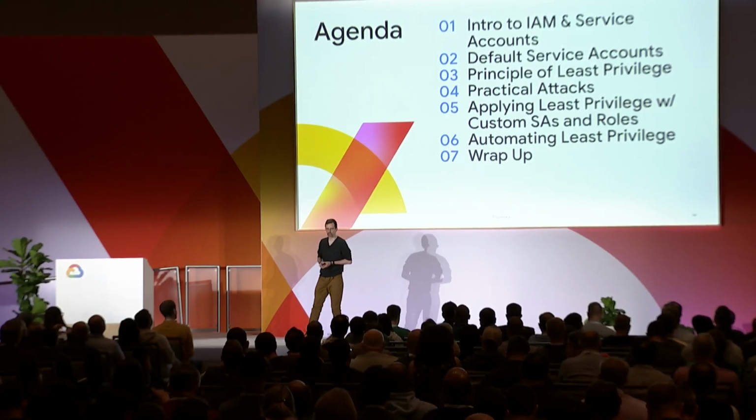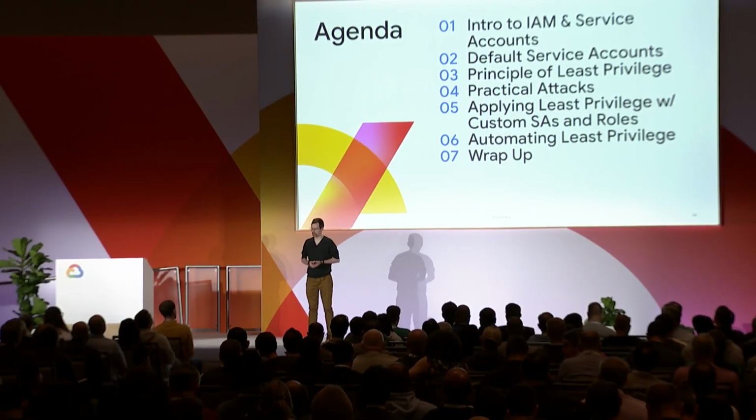Next, we'll talk about applying least privilege and using custom service accounts and roles. And then finally, we'll talk about automating least privilege, so making sure that you're applying least privilege on an ongoing basis and all of your projects in your organization are secure. All right, and then finally, we'll do a wrap-up at the end and just summarize the things that we've learned.